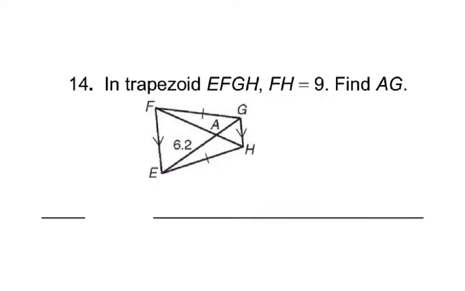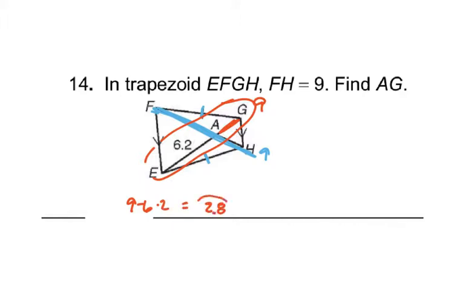Okay, so this one's kind of actually a rule that they didn't mention yet. We know that this is an isosceles trapezoid, it's just turned on its side. And they also tell us that this length right here is 9. Well, it turns out that in an isosceles trapezoid, the diagonals are equal to each other. So if I'm trying to find AG, and this whole length is also 9, it's just 9 minus 6.2, which is the 2.8 that's left to add up to 9. That one shouldn't be too bad.